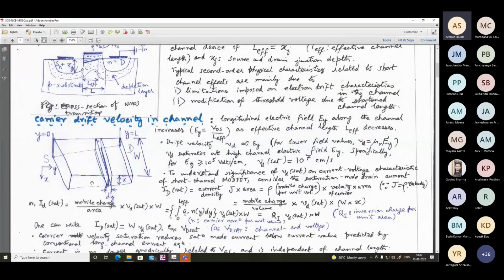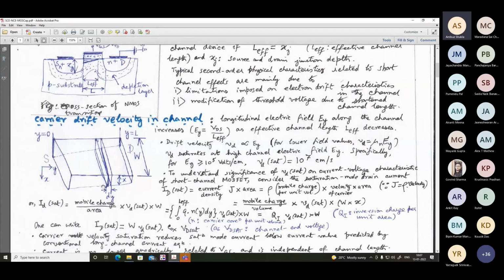And physically, on top of this we'll have the oxide, and then on top of this we have the gate. That is not visible. It is placed one after another, one over another.